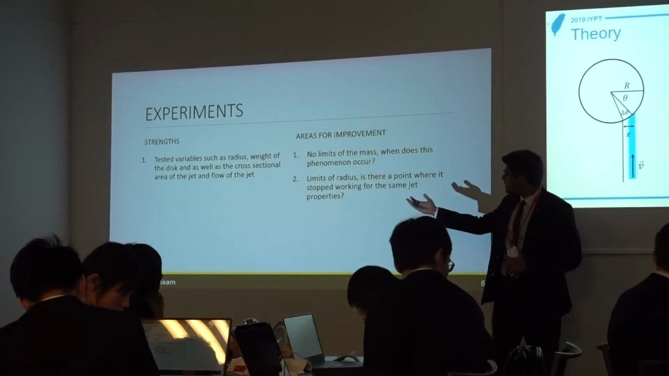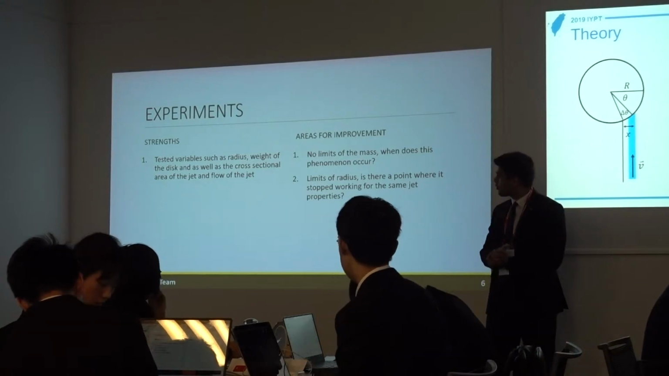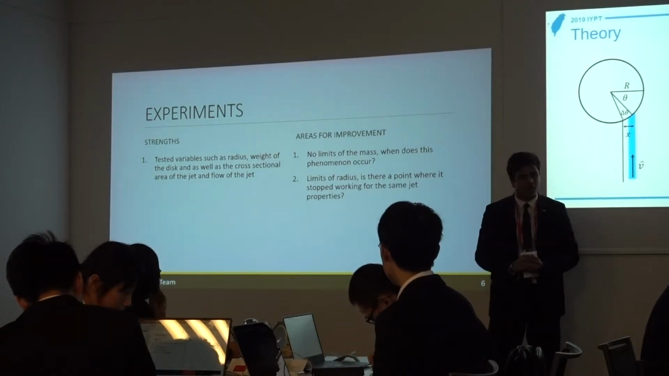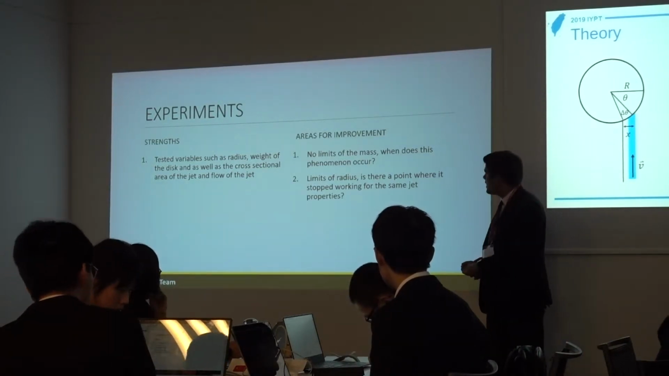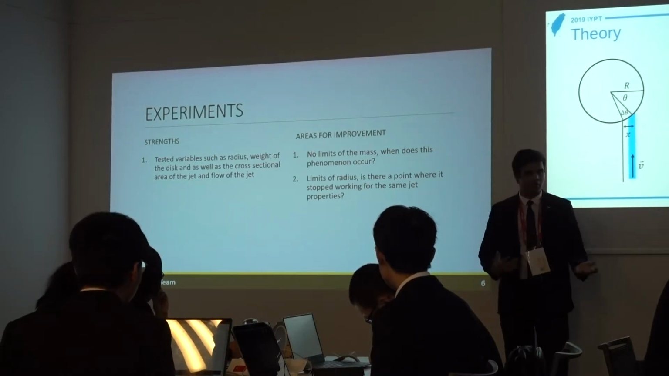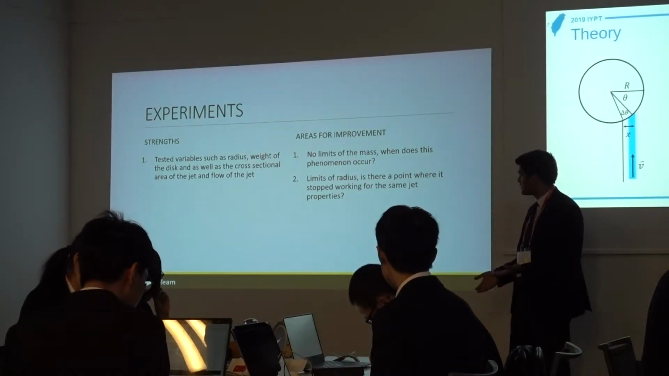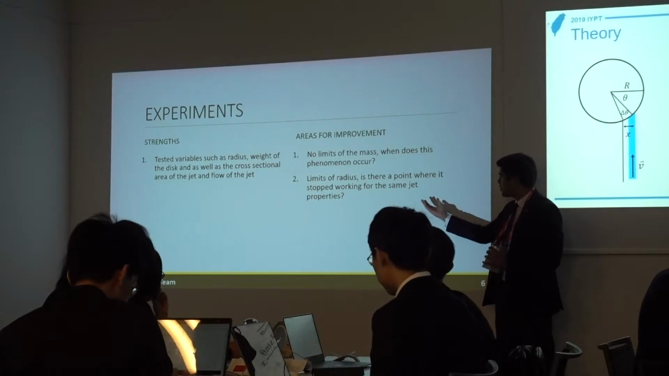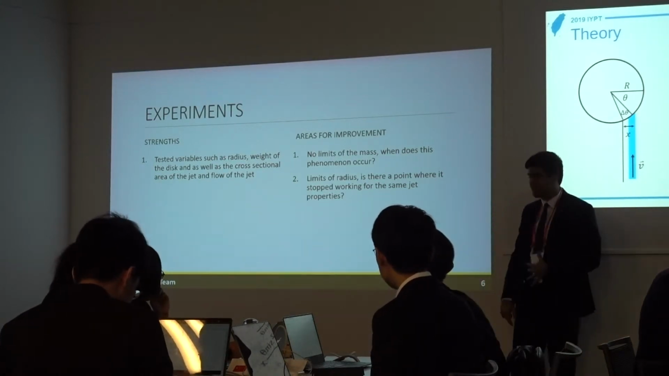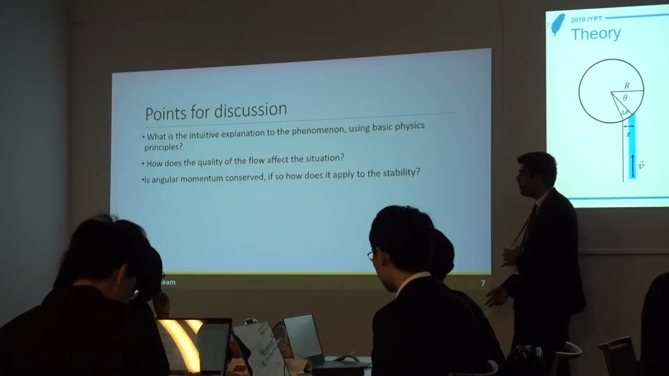So the variables tested were radius, weight of the disk, as well as cross-sectional area and flow of the jet, which is a good spread of results. However, there are no limits on the mass at which the phenomenon occurs, so no limits were taken once again, or for the radius. Is there a point where it stopped working for the same jet properties? And that's something I'd like to bring into the discussion.